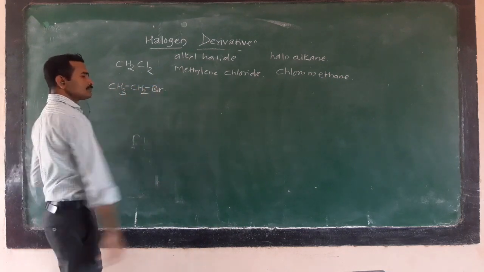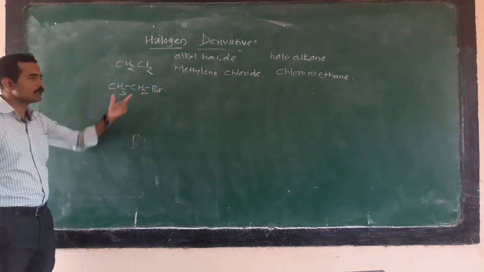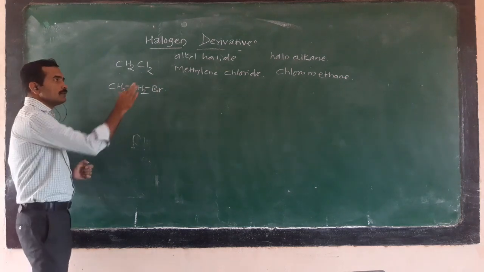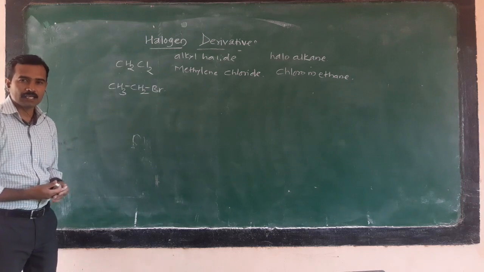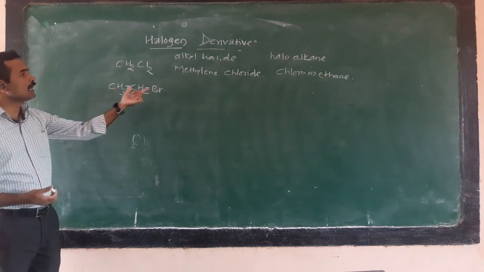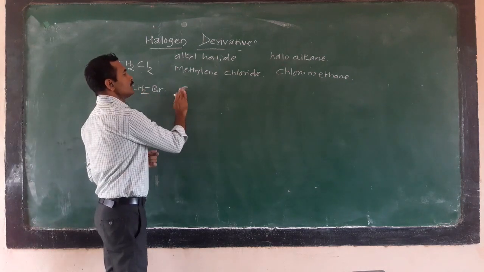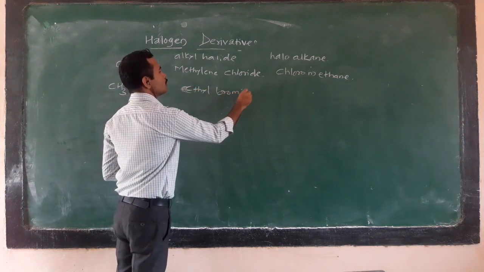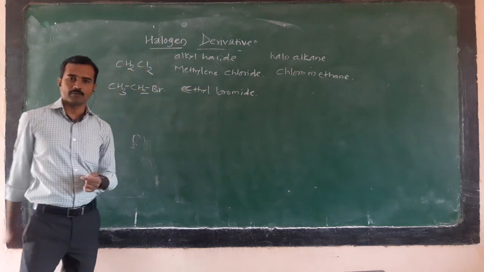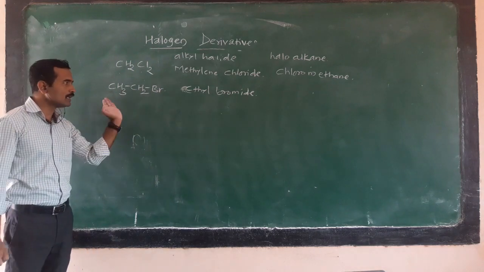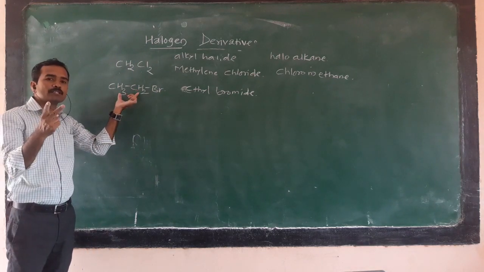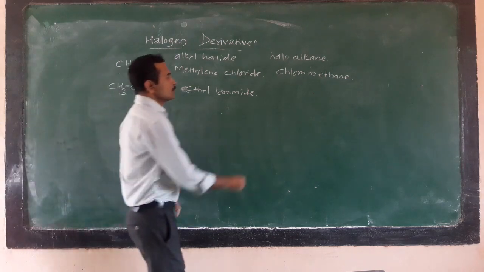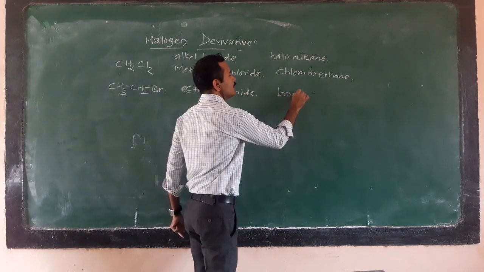Next one is CH3CH2Br. How many carbon atoms are here? 2 carbon atoms. As you know, 2 carbon means ethane. So in the common system, it is named as alkyl halide, so the name is ethyl bromide. And in the IUPAC system, what do we write here? Haloalkane. How many carbons? 2 carbons. So the parent alkane is ethane, so we write here bromoethane.